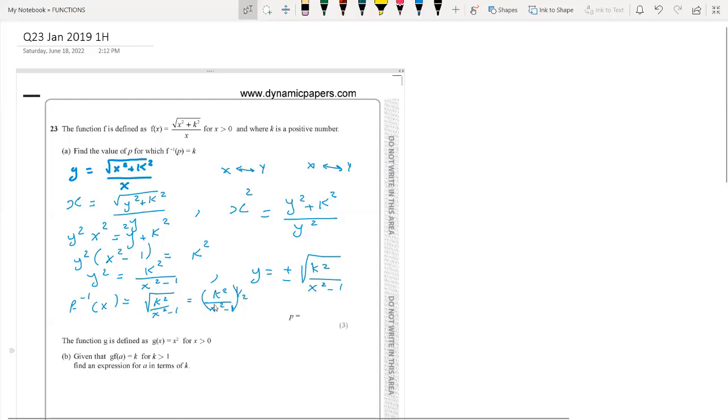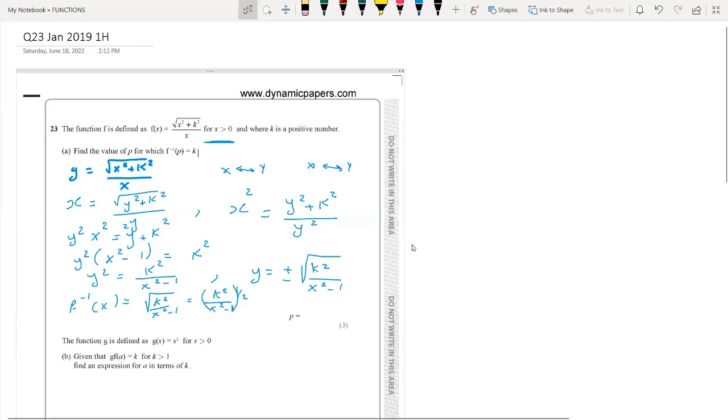Now we take the positive value because y is the inverse of x. The x in the equation at the beginning of the problem was greater than 0, so this means that y is greater than 0. So y cannot be negative. Therefore, for f minus 1 of x, we take the positive solution, which is k squared over x squared minus 1, all to the power half. Now we have the inverse f minus 1 of x.